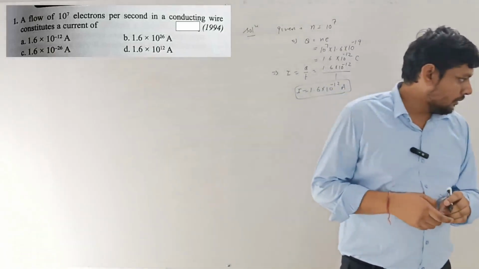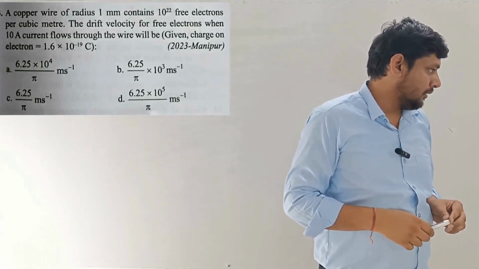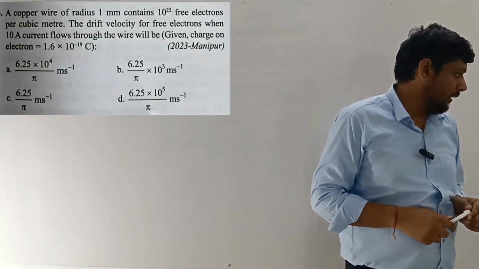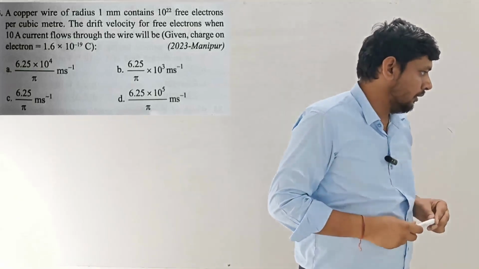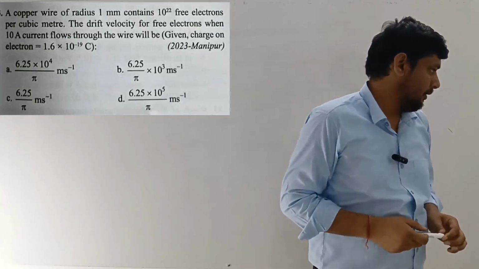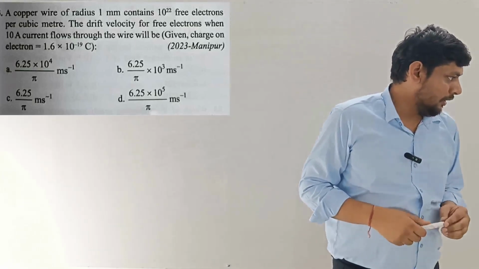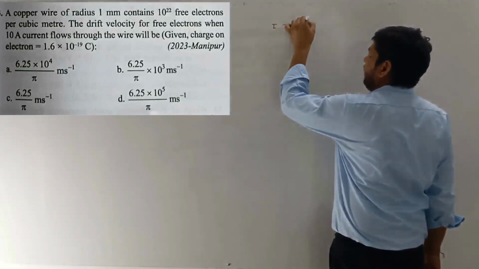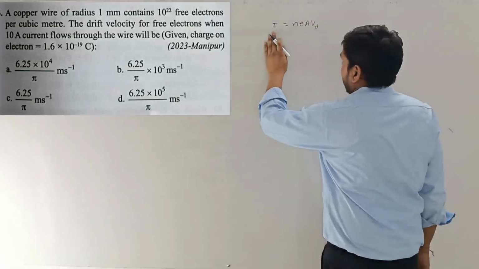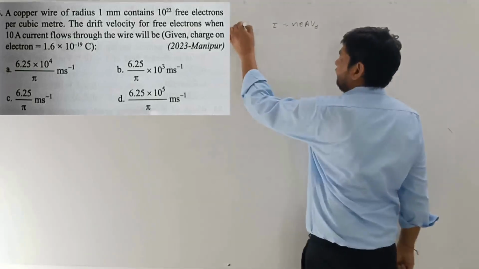Okay. Now, a copper wire of radius 1 mm contains 10 raised to power 22 free electrons per cubic meter. The drift velocity of the free electrons when 10 ampere current flows through the wire will be? We have to find the drift velocity. As we derived, we know the relation I is equal to NeAVd. If current is given and we have to find the drift velocity, we can use this relation.